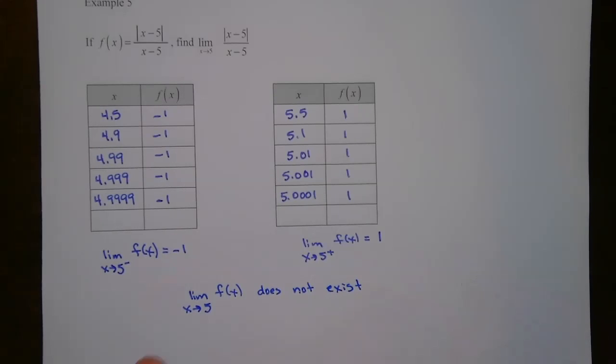Why? Because for this limit to exist, the left-hand limit and the right-hand limit have to be the same. You have to be approaching from both sides, and it has to be approaching the same value, okay? Even though the function value is different, as long as these tables give you the same value, you'd be fine. But it's not in this case. All right, so let's do the next one.